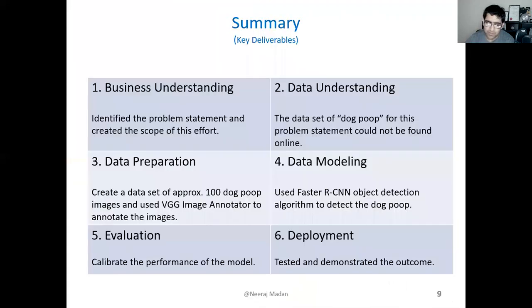If I have to mention some of the key deliverables that came up during this project around the problem statement: there was no dog poop data set available, so I ended up creating some annotations, using the Faster RCNN, and evaluating and deploying that model.